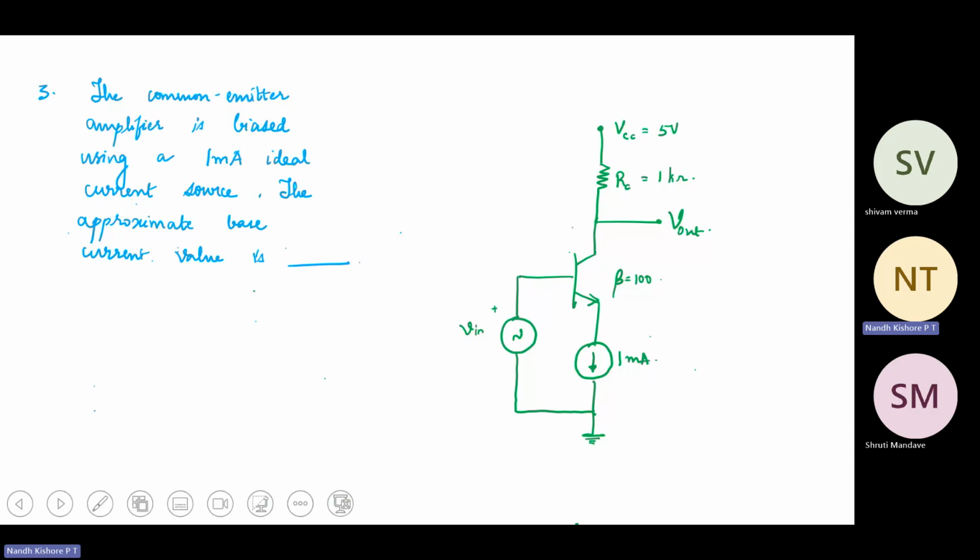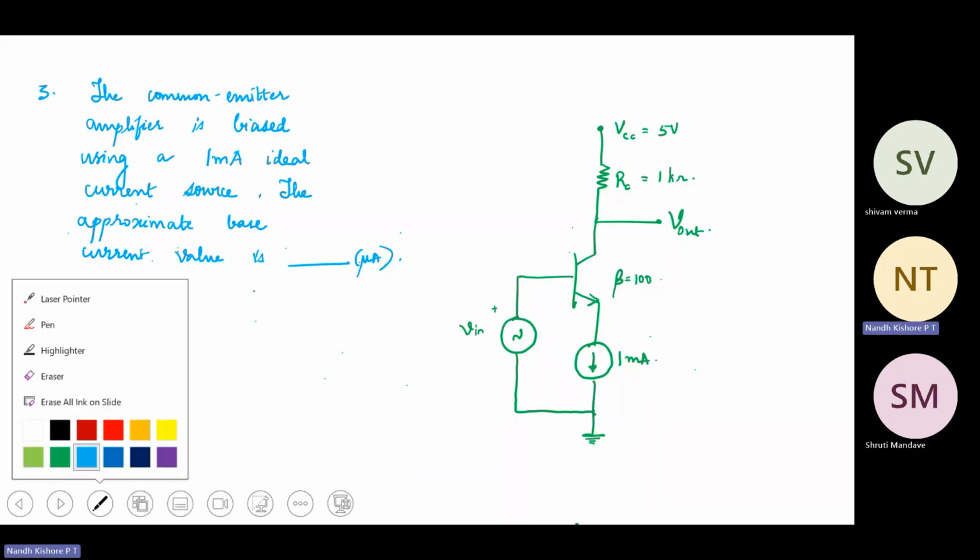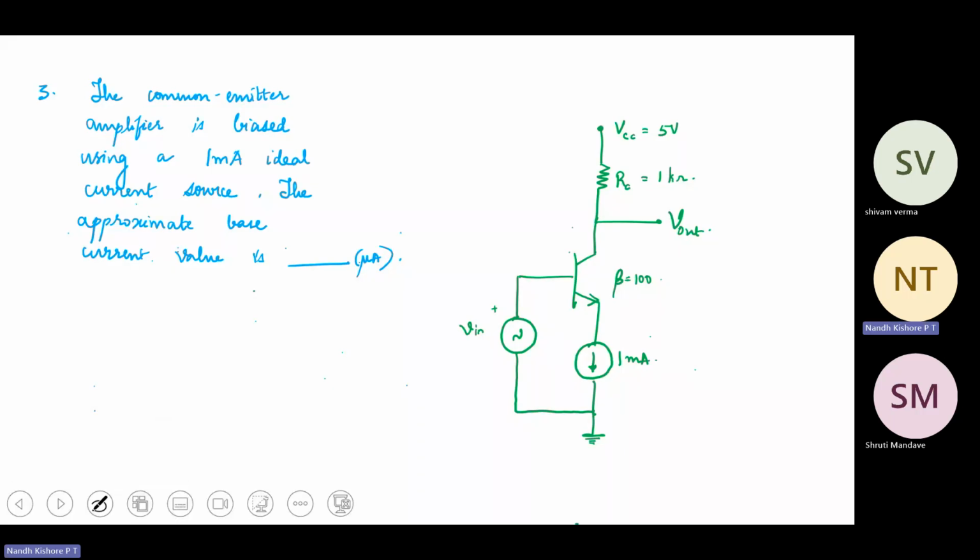The question is the base current value should be written in microamperes. What have they given? They have given that this particular current is 1 milliampere, right? So what is this current? This current is IE. Agreed? So IE is 1 milliampere.